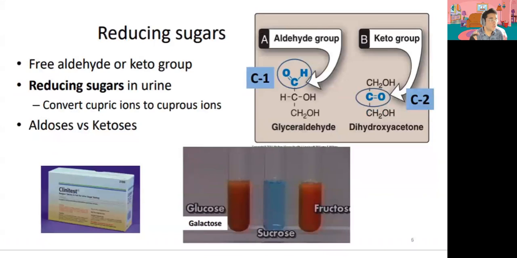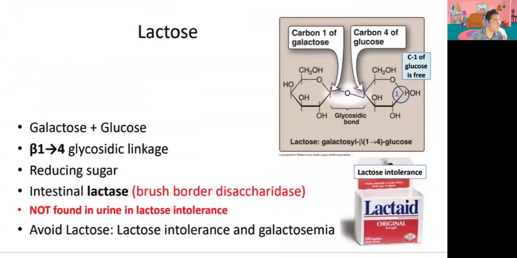Reducing sugars. Now, sugars, you've got to keep these straight because they're actually used clinically. They will test your urine for sugar content and how much is getting passed out, right? Glyceraldehyde versus dihydroxyacetone. You have an aldehyde group versus a keto group. And you guys are going to cover these. Well, actually, we'll cover it today with your ketones.